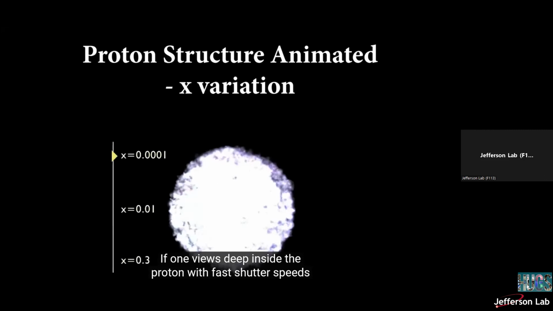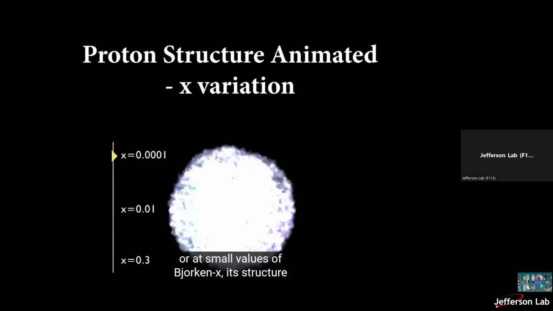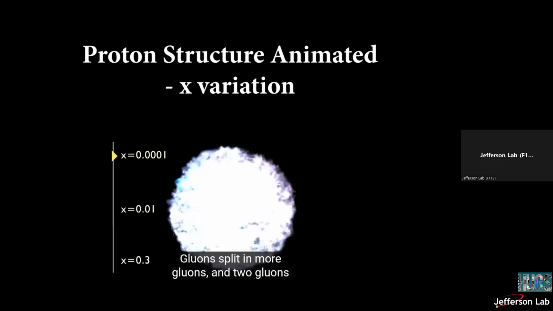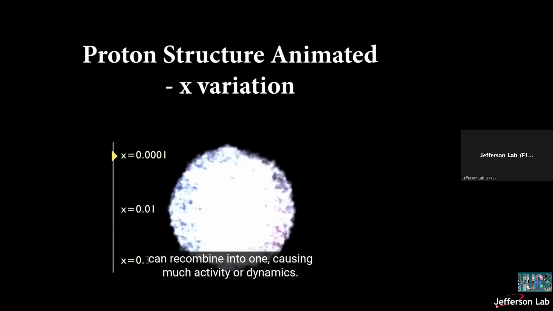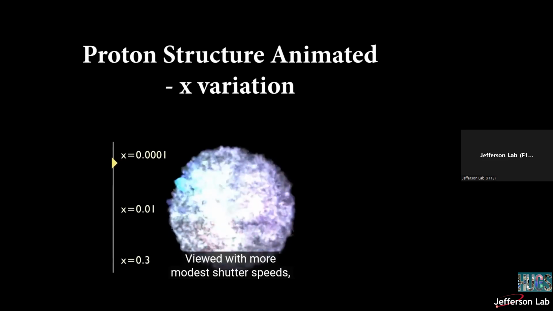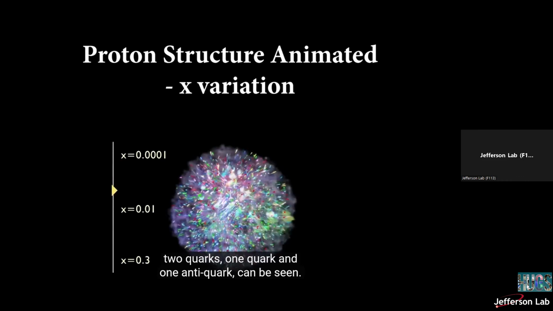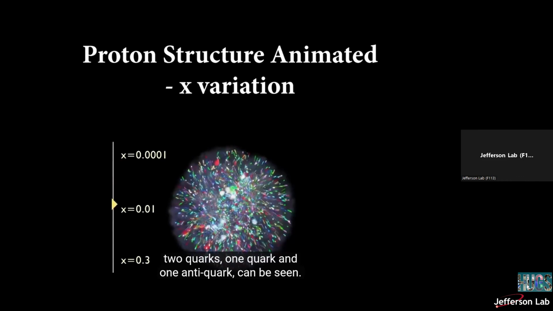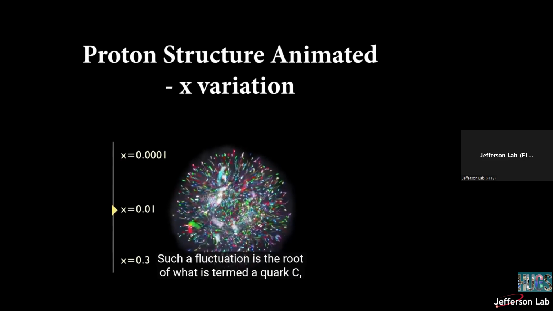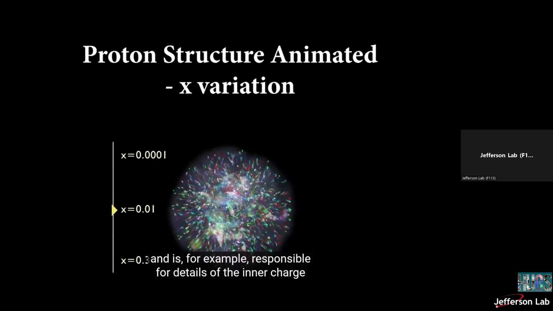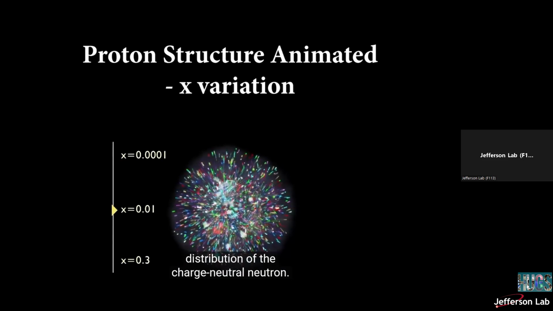If one views deep inside the proton with fast shutter speeds or at small values of Bjorken x, its structure is dominated by gluons. Gluons split in more gluons, and two gluons can recombine into one, causing much activity or dynamics. Viewed with more modest shutter speeds, the process where a gluon creates two quarks, one quark and one antiquark, can be seen. Such a fluctuation is the root of what is termed a quark sea, and is, for example, responsible for details of the inner charge distribution of the charge-neutral neutron.